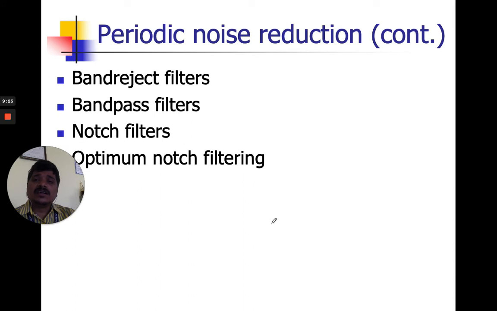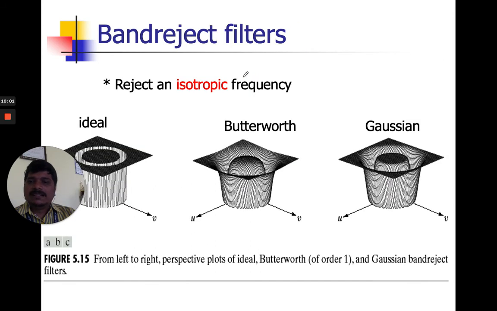Based on this periodic noise introduction, we have 4 different types of periodic noise filters: band reject filters, band pass filters, notch filters, and optimum notch filters. These types of filters we have already studied in the frequency domain in module 2 itself. The same thing will be there with a little modification. So we will move on to the next slide, that is band reject filters.